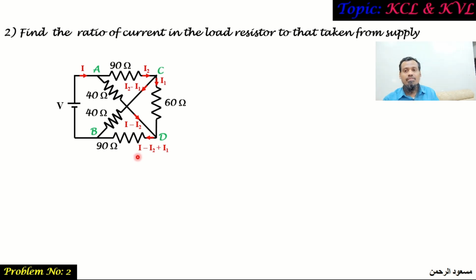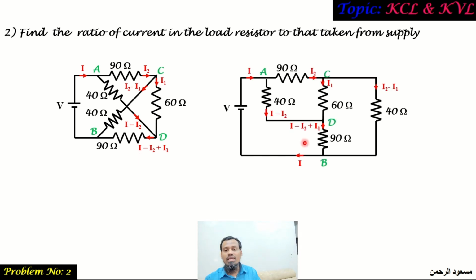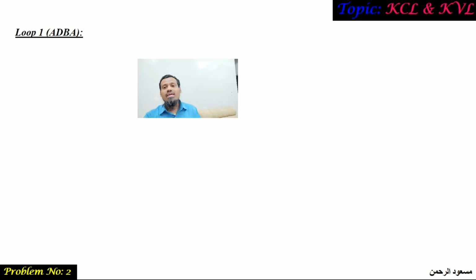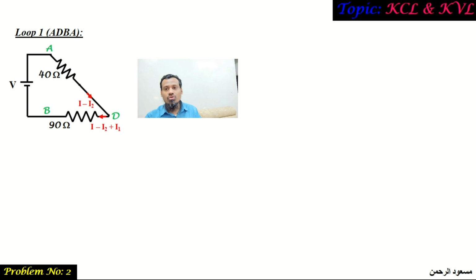Before the solution, let us see the same circuit from a different perspective so that you will have a better understanding of the circuit. Because here we have crisscross wires, but here there are no crisscross wires, so we can see it as a simple one. Let us take the first loop in the given circuit to be ADBA. The travel direction is from A to D, D to B, and B to A.